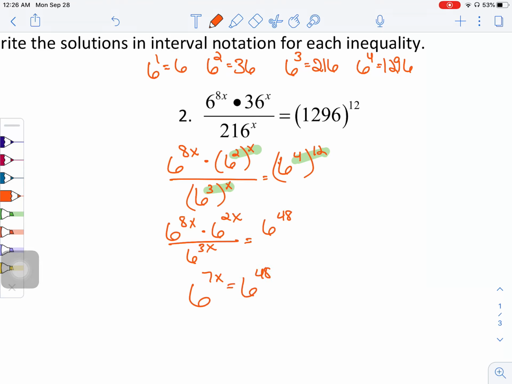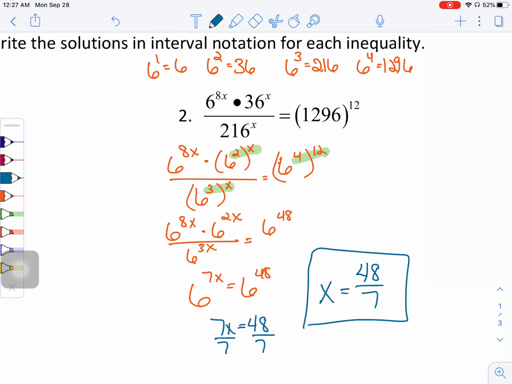So we now have like bases. The only way for those bases to be equal to each other now is if the exponents are equal to each other. So divide both sides by 7, and I will get the nice handy-dandy answer of x is equal to 48 over 7. Again, you could check this using that same method of testing. I already have. I know that's the right answer. And again, unless the directions say otherwise, leave your answers as exact. So as goofy as 48 over 7 is, it's perfectly happy as an exact answer.